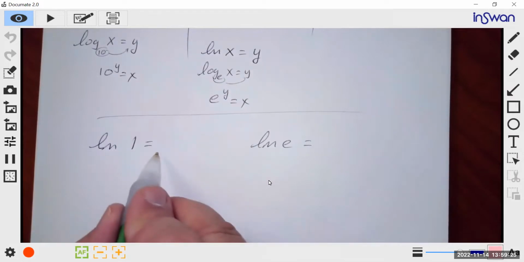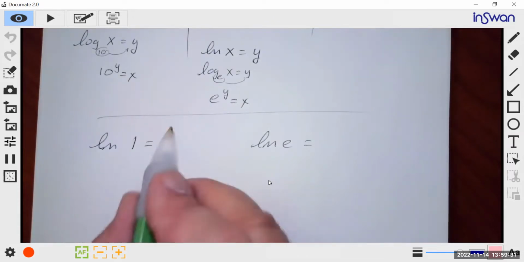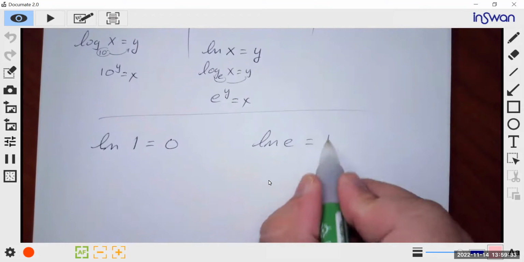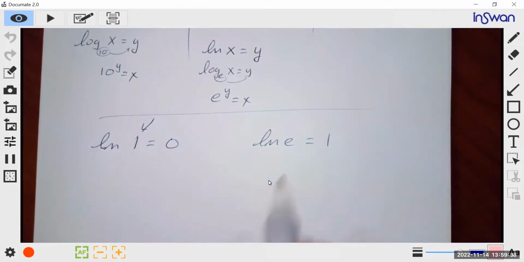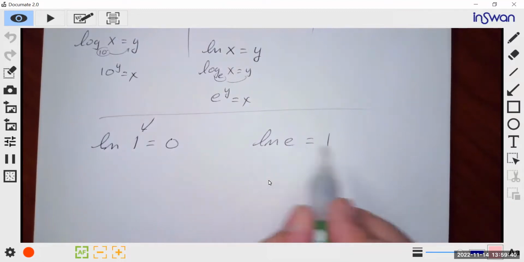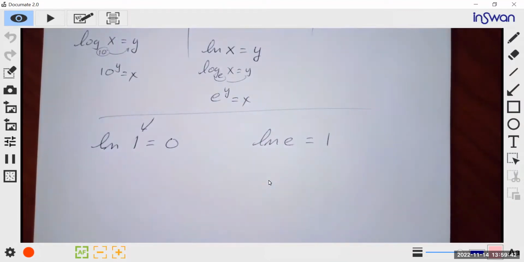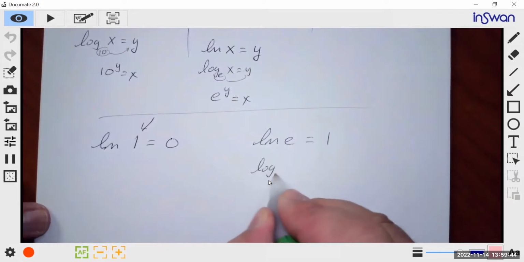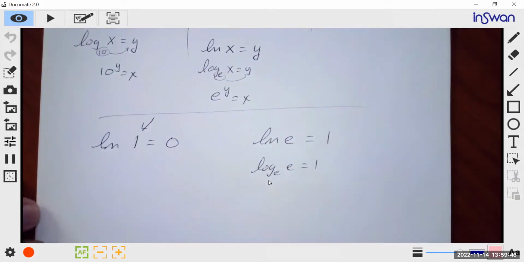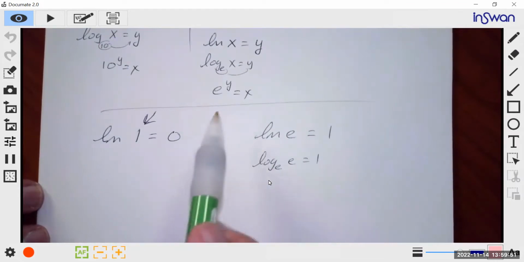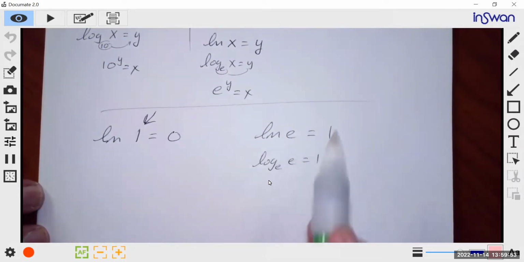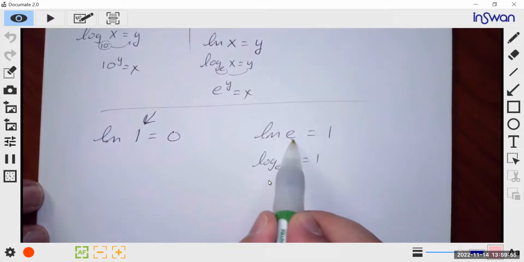What's the first one going to equal? If there's a 1 there, it automatically equals 0. And if the base and this number are the same, it equals 1. This right here says the natural log of E equals 1.